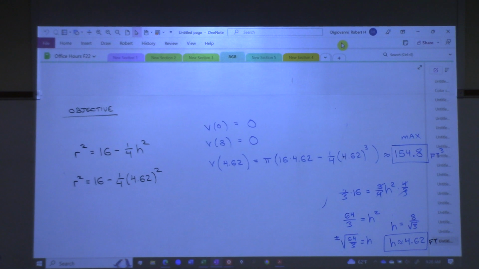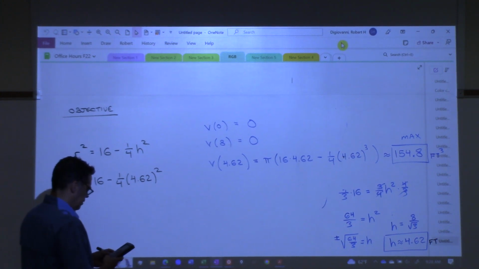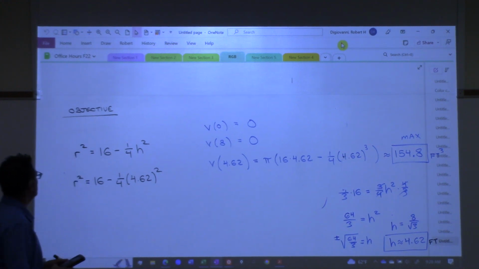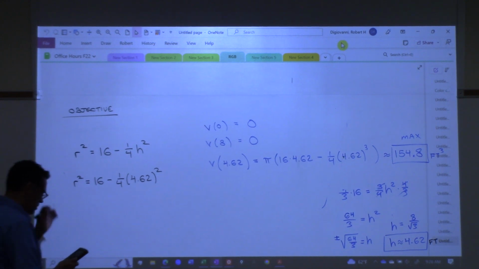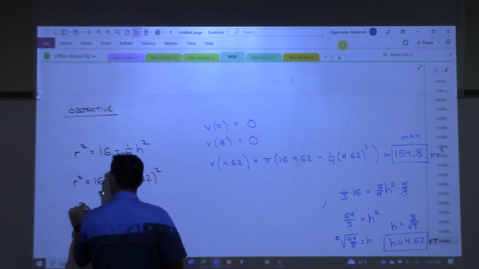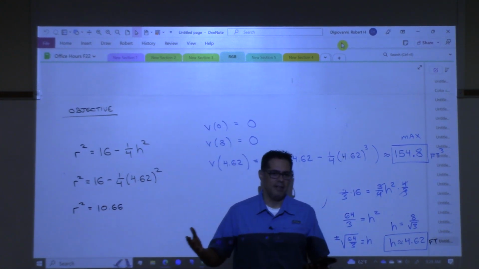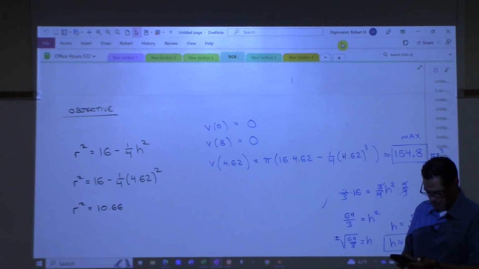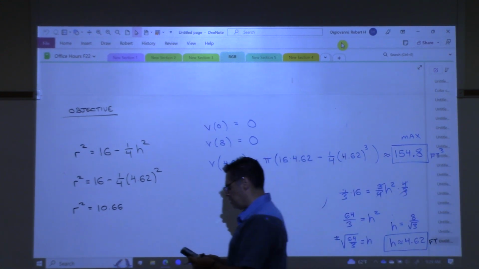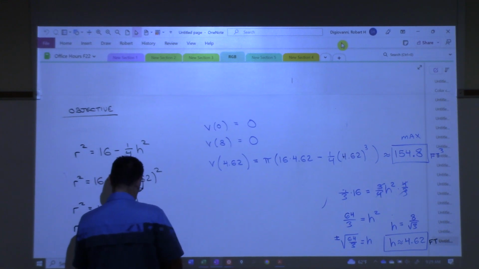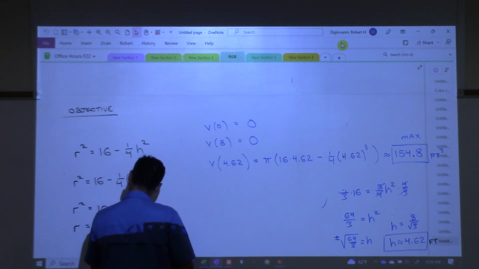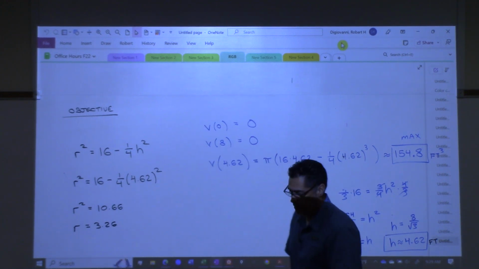16 minus... something's not right. What am I missing here? Oh, square root, sorry. I hadn't taken the square root. I'm like, there's no way that radius can be that big. Okay, r squared is 10.66. The radius can't be 10. All right, so square root of that, 3.26. There we go.